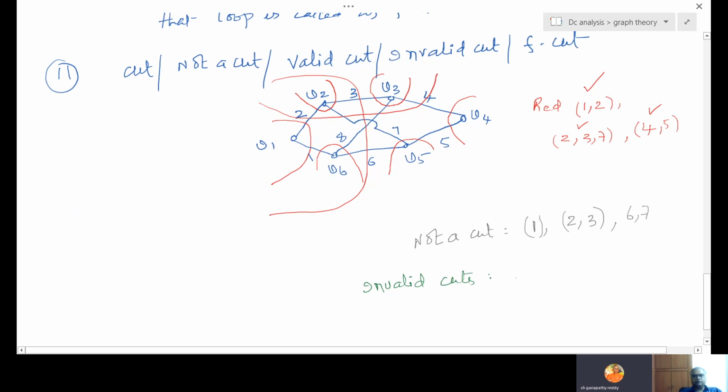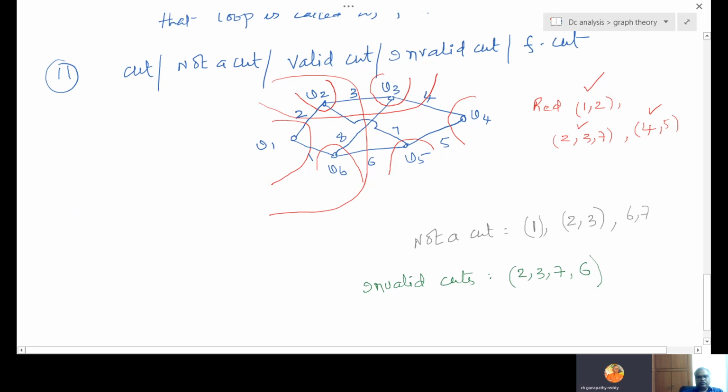Invalid cuts. What are the invalid ones? 2, 3, 7. When I remove 2, 3, 7, V2 is separated. By mistake, in addition to 7, 6 is also removed. 2, 3, 7 is sufficient to separate V2. 6 also removed is extra, unnecessary. Therefore, it will become an invalid cut.